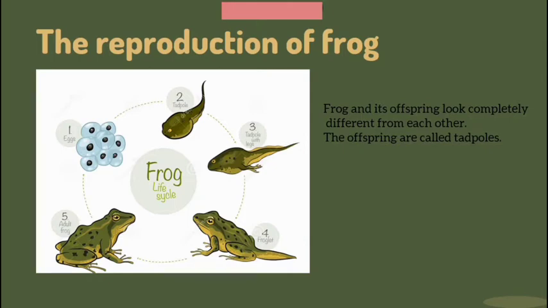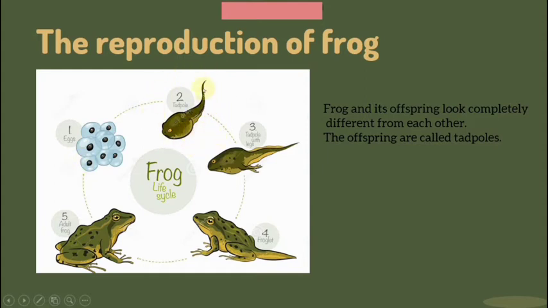Similar to fish, frogs also lay thousands of eggs each time. The offspring of a frog look completely different from the adults. The offspring are called tadpoles. Let's see the life cycle of the frog. First, we have eggs, and then they hatch and turn into tadpoles.